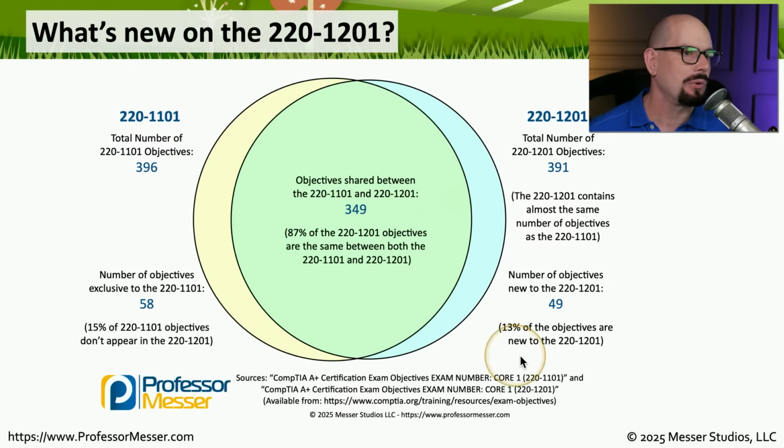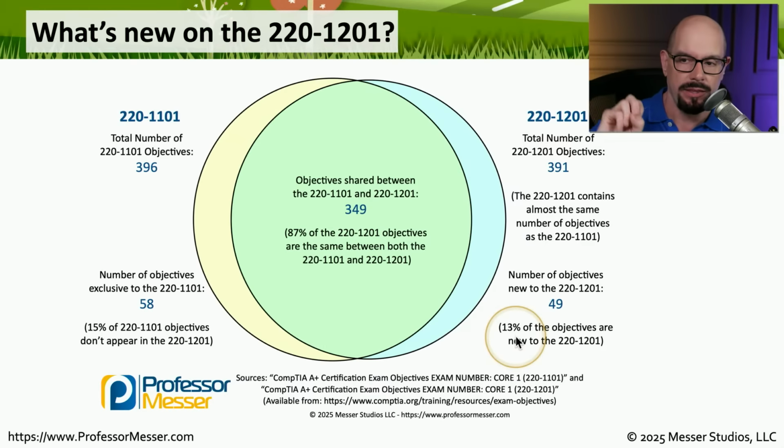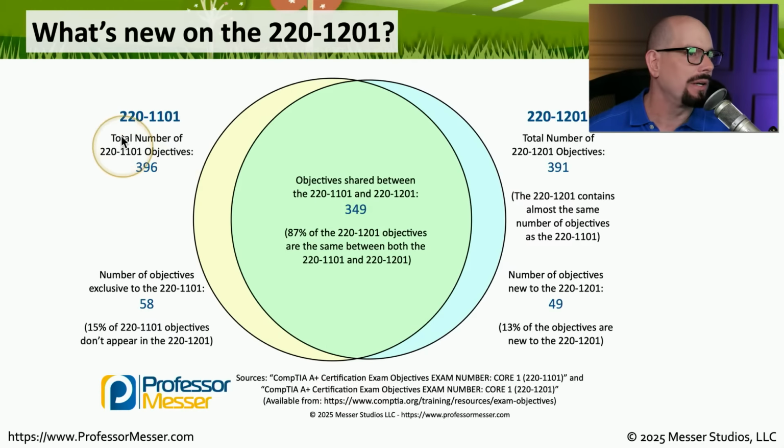So the takeaway here is that I highly encourage you to continue studying with the current version. Even though it is only 13%, I would hate for you to walk into the 1201 exam having studied from 1101 content and missing a huge amount of data. You're missing a bunch of information. So that 13% could be a make or break during the exam. It could be the difference between passing or failing.